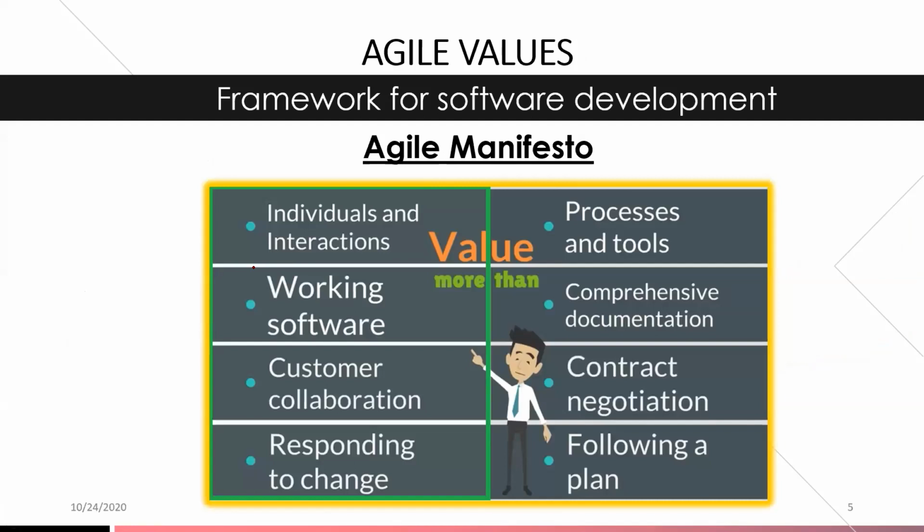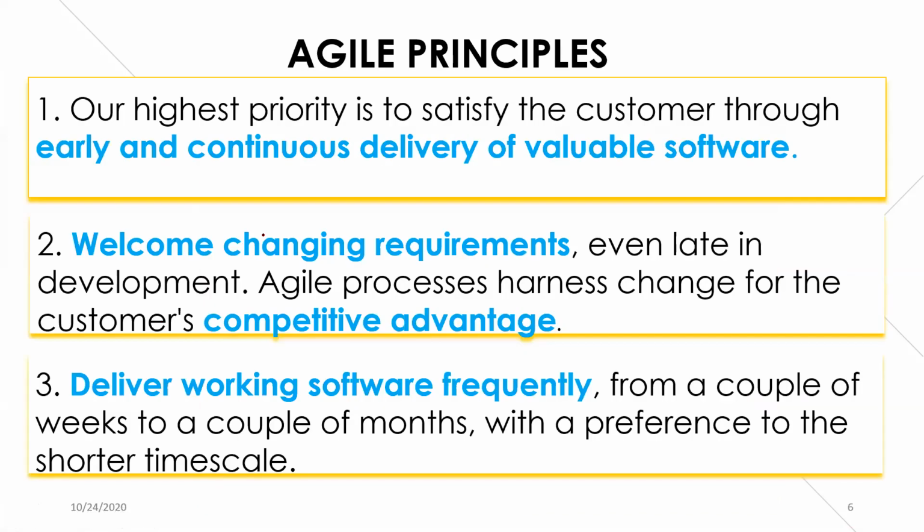Let's cover the Agile values. As I mentioned, Agile is a framework for software development, and Agile values more the individuals and interactions, the items on the left. This is from the Agile manifesto. Working software, collaborating with our customers, with our business, responding to business change. As you know, many of our businesses are very dynamic environments, and we have to adapt to their changing needs. Let's cover the Agile principles.